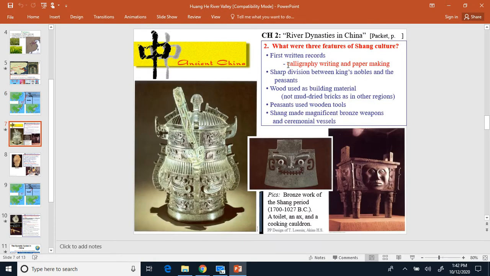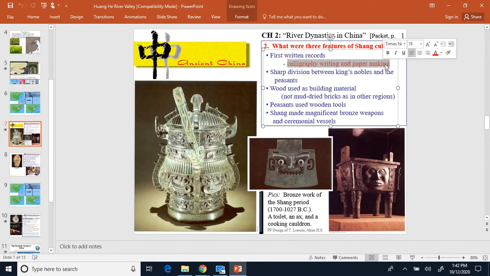And the first thing to talk about the Shang Dynasty is calligraphy writing and paper making. Go ahead and make a 1 and write down calligraphy writing and paper making. So in China, calligraphy writing is basically when you're kind of painting the letters, the words. So instead of writing the words out by pencil and so forth, you would write them with more of a painting style. So it's more like brush strokes and such. It's a very artistic way of making the words.